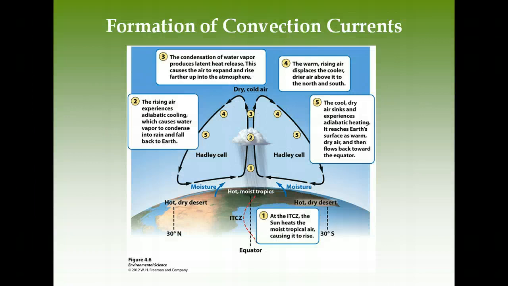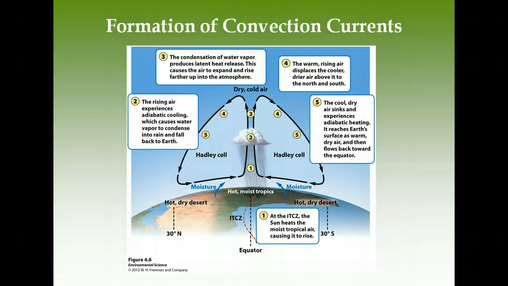There is another set of cells, and those are the polar cells. And what's happening here are the convection currents that are formed by the air that starts to rise at 60 degrees north and south of the equator. And then the same processes that are going on with these Hadley cells happen here, and then the air will start to sink at the poles, which is 90 degrees.